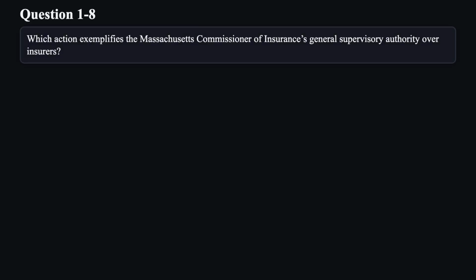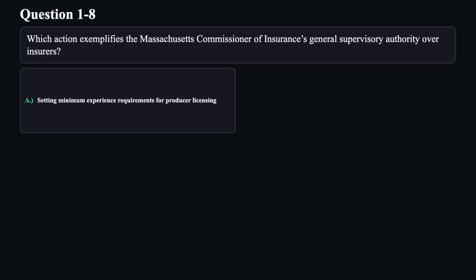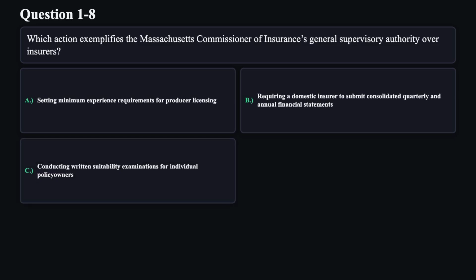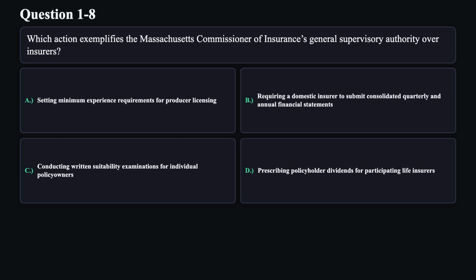Question 8. Which action exemplifies the Massachusetts Commissioner of Insurance's general supervisory authority over insurers? A. Setting minimum experience requirements for producer licensing. B. Requiring a domestic insurer to submit consolidated quarterly and annual financial statements. C. Conducting written suitability examinations for individual policy owners. D. Prescribing policyholder dividends for participating life insurers.